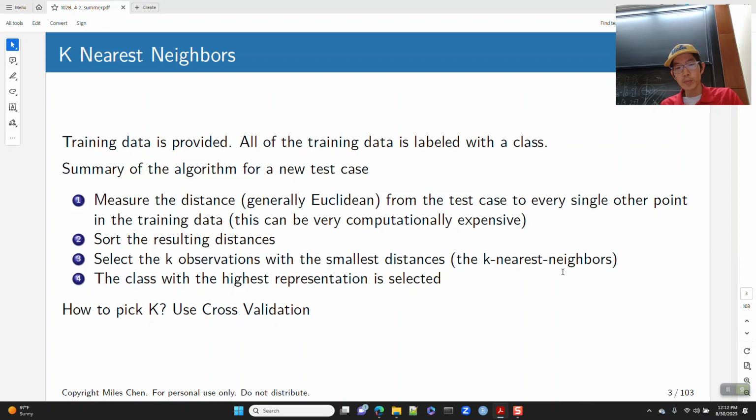So one thing to note is that for large data sets, K-Nearest Neighbors is often not recommended because it becomes so computationally expensive. Okay, because you have to measure the distance from your point to every single other point in your data.